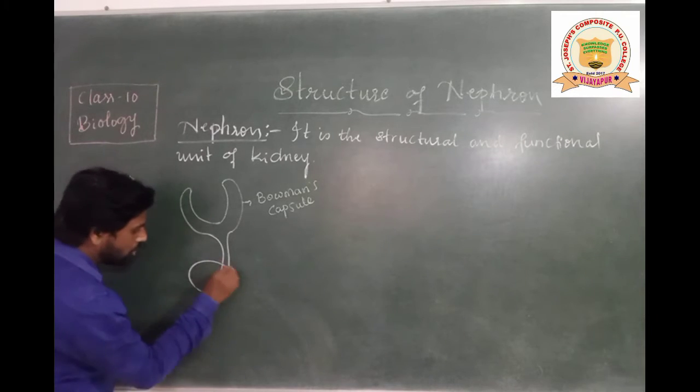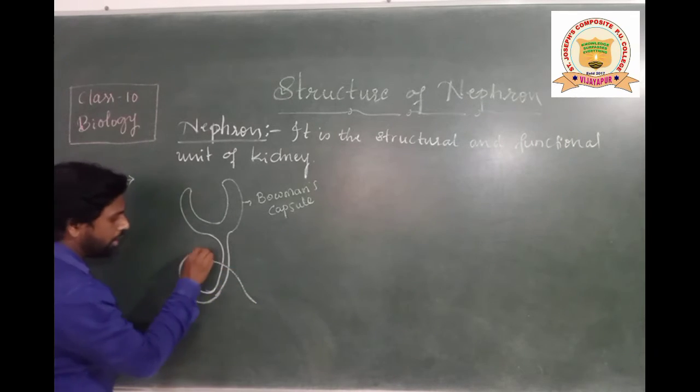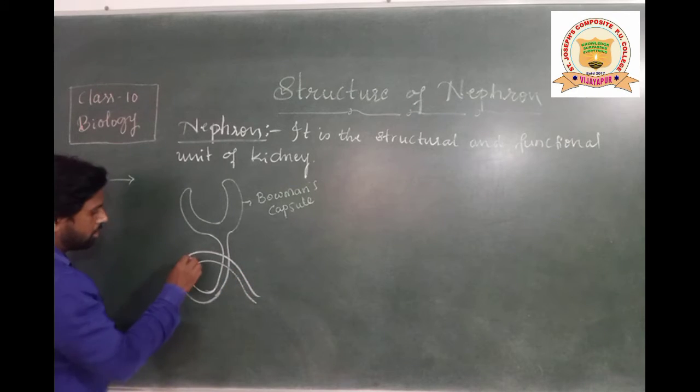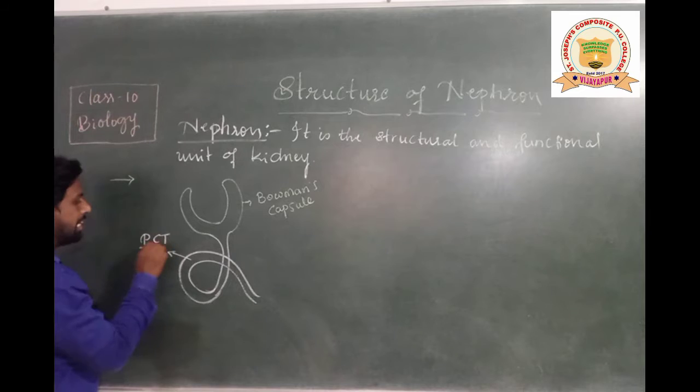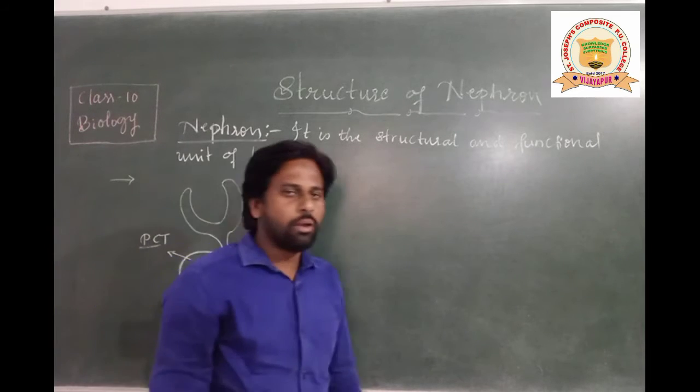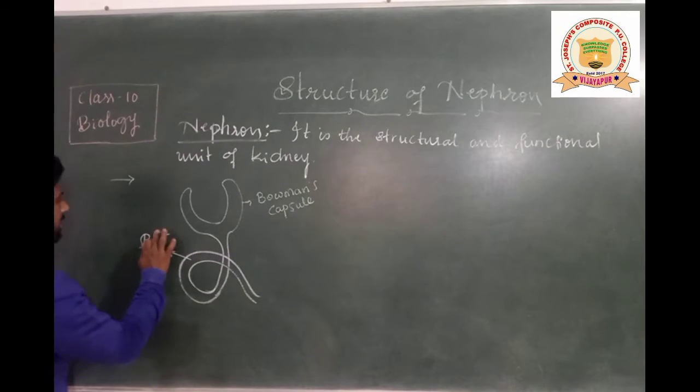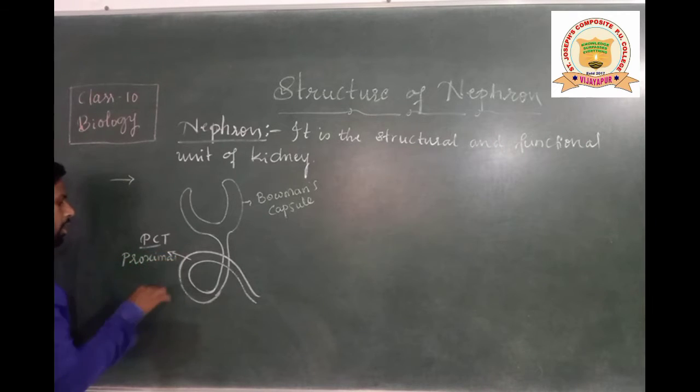Later, this cup shaped structure continues as a coiled tubule. It forms a coiled tube-like structure. This coiled tubule is called PCT. What is PCT here? PCT is the proximal convoluted tubule. Proximal convoluted tubule we call, students.